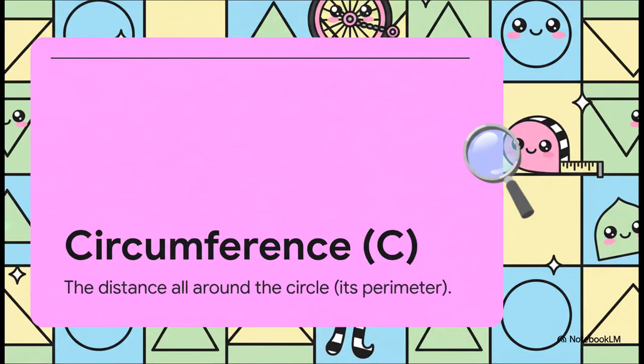And what about the outside edge? Well, if you were to walk all the way around the very edge of a circle, that total distance you'd cover, that's the circumference. It's basically just the circle's fancy word for perimeter.